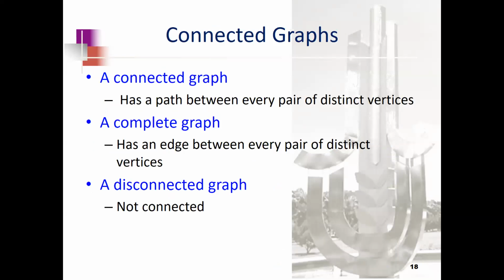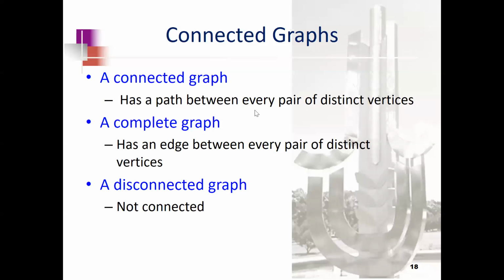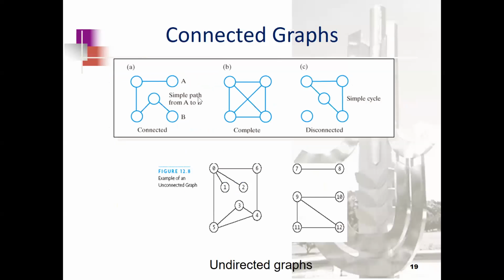Kemudian, a connected graph. A connected graph has a path between every pair of distinct vertices. Contohnya apa ni? Connected graph. Okay, A, kemudian B. Ini contoh. Simple path from A to B. So, dia akan ada distinct vertices. So, this is a connected graph.